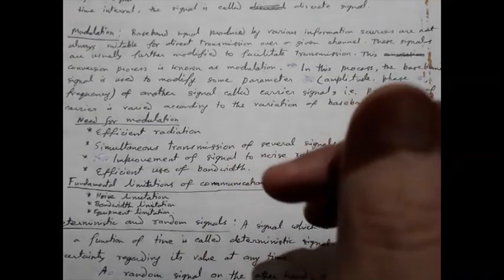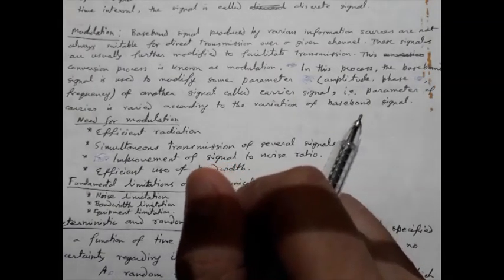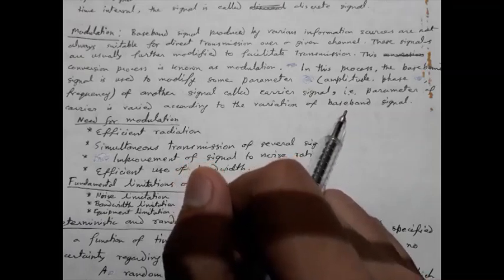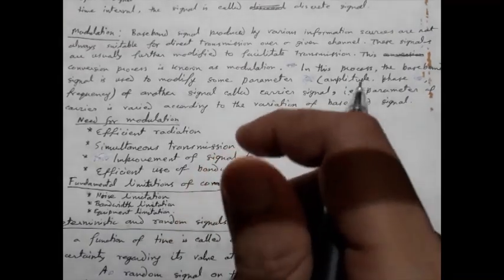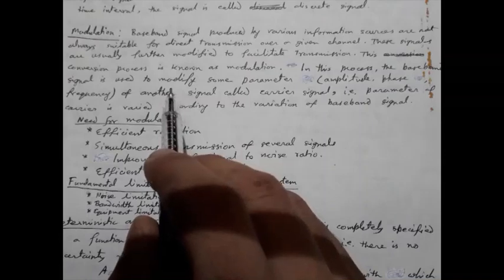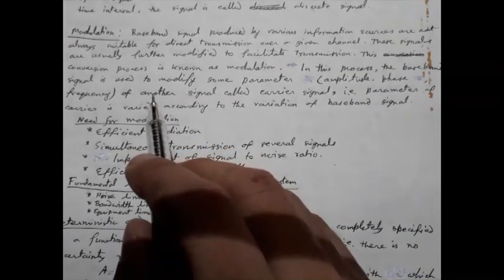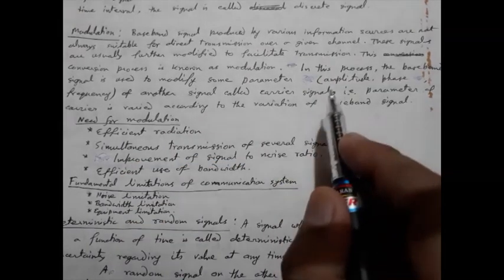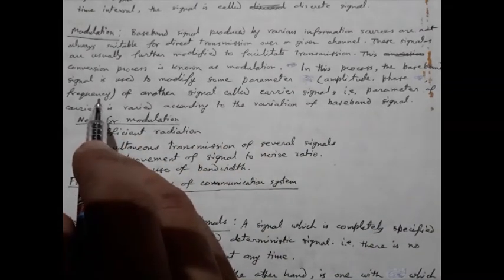Now we need to understand the process called modulation. Generally, the baseband signal, the original message signal, cannot be transmitted directly to the destination. Why we need this modulation, we will discuss later on. Now a signal may consist of three parameters. One is amplitude, another is phase, another is the frequency. These are the parameters of a signal.